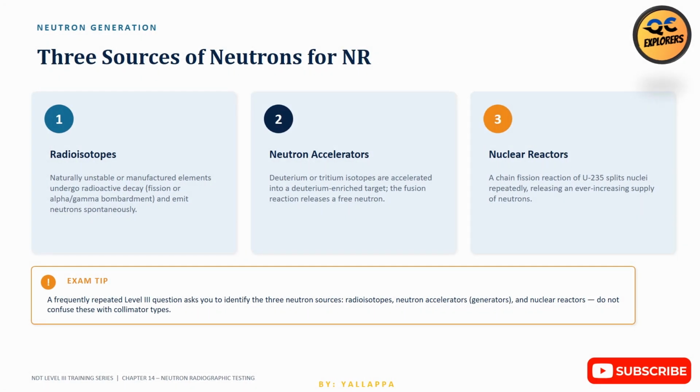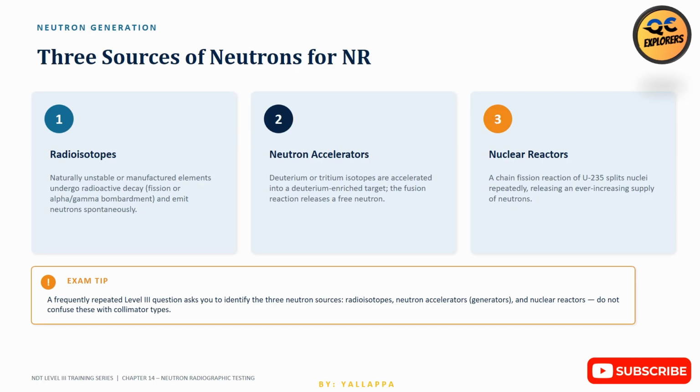Now we begin one of the most important sections of this chapter, and I want everyone to pay close attention because this topic appears repeatedly in ASNT Level III examinations. A common exam question is straightforward. What are the three sources of neutrons used in neutron radiography? The correct answer is radioisotopes, neutron accelerators, nuclear reactors.